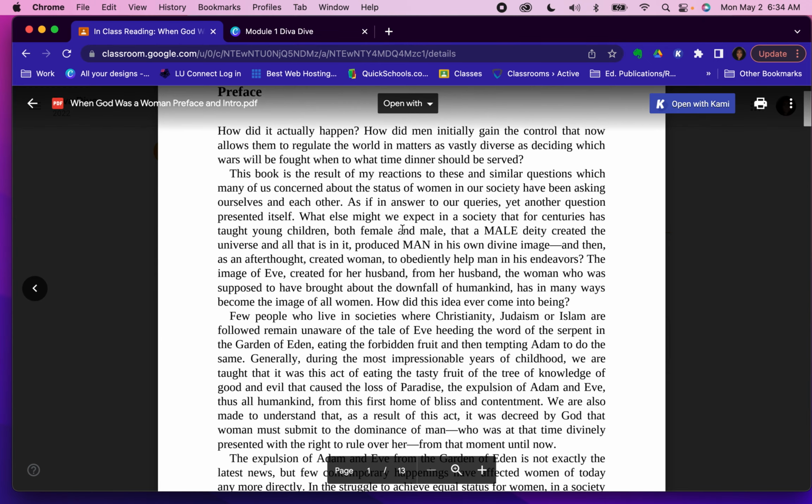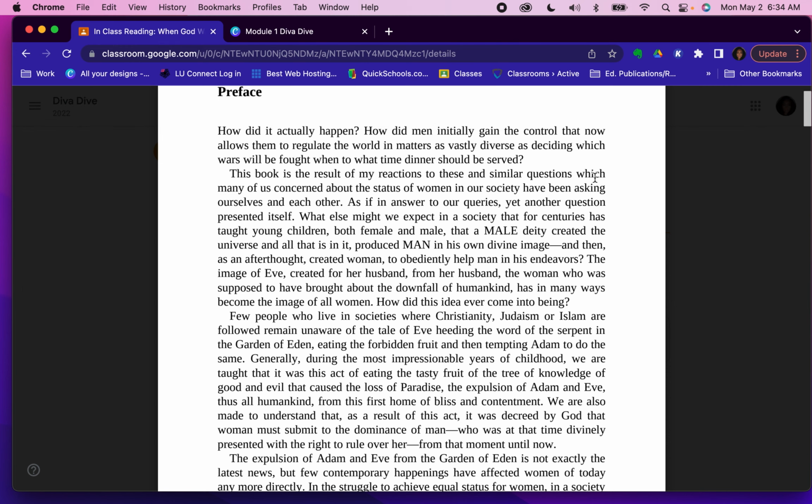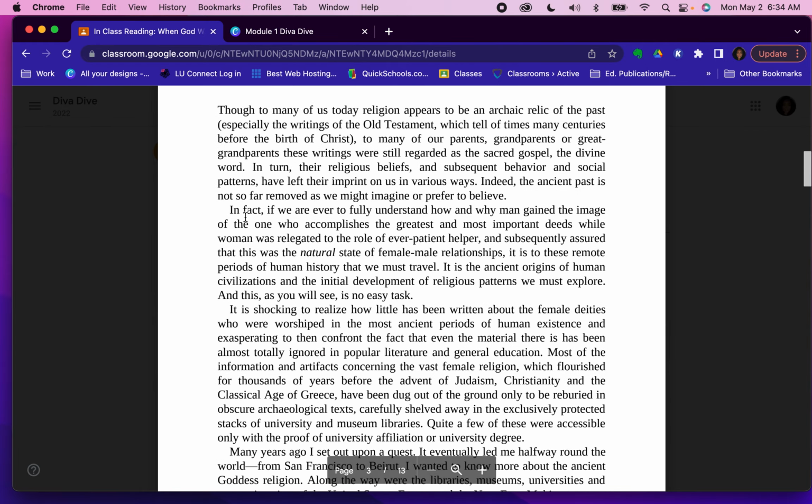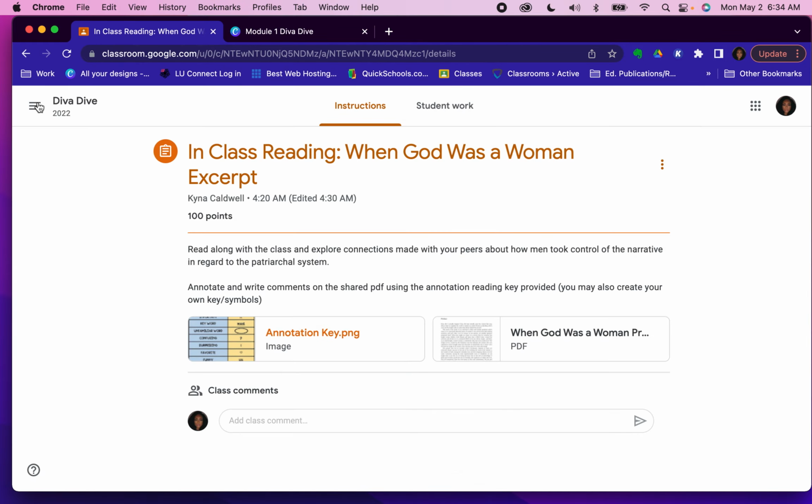So this will be our main focus here. But right out the gate it's asking, how did it actually happen? How did men initially gain the control that now allows them to regulate the world? So we're starting from the top: we understand there used to be a focus of women as the main god or main godly figure. But how do we get there? How do we get to the male deity? So we'll be doing this in class all together. Like I said, it's really a conversation piece. But this is an assignment, but they'll be turning this in class.